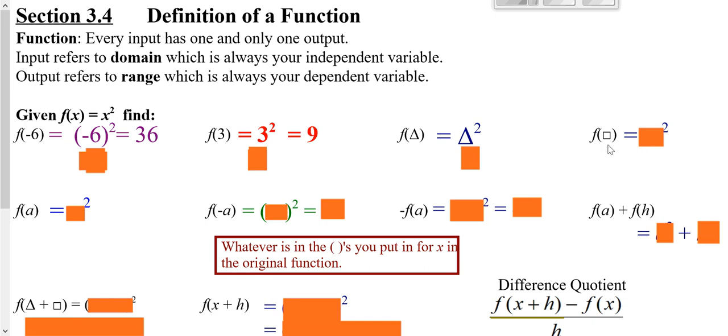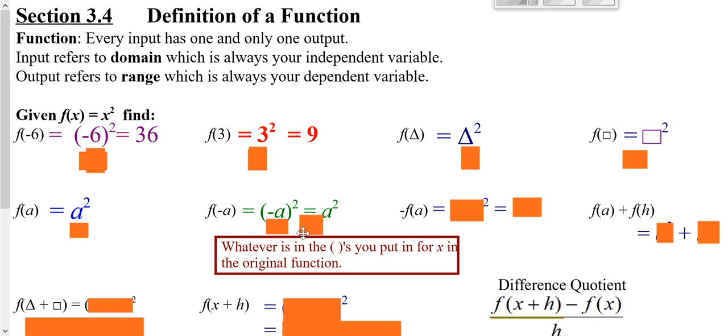Here we're plugging in a box. Our rule, once again, is whatever you plug in, you square it, so we'll plug in box, so we'll get box squared. Here we just have an input of a. So our rule says whatever you plug in, you have to square it. So I'm going to have an a, and I have to square it. Same idea here, f of -a. So whatever I plug in, I have to square it. I'm plugging in -a, plug in -a, and I have to square it.